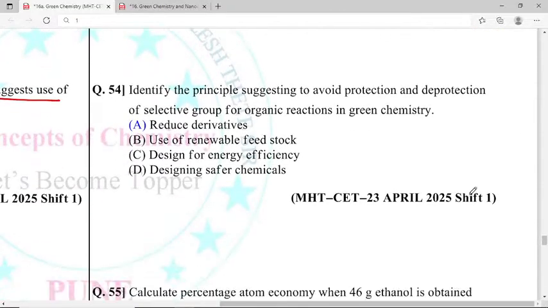Identify the principle suggesting to avoid protection and deprotection of selective groups for organic reactions in green chemistry. It is called reduce derivatives.